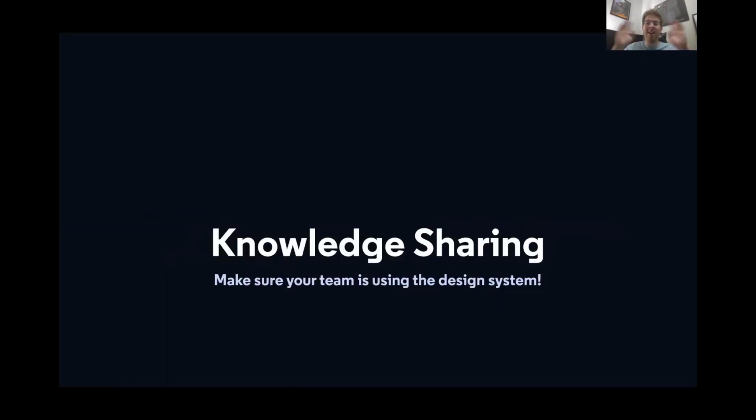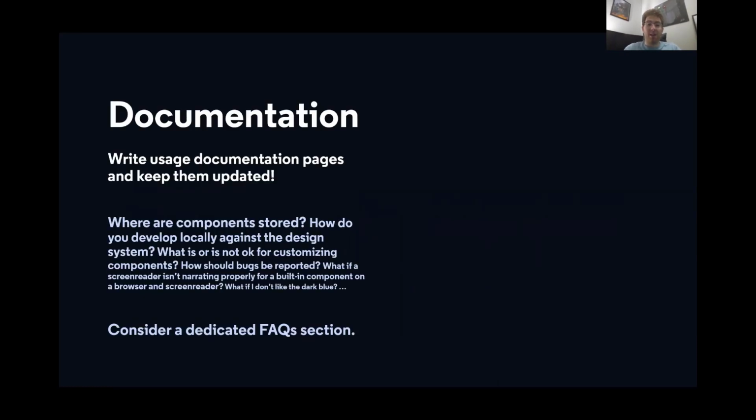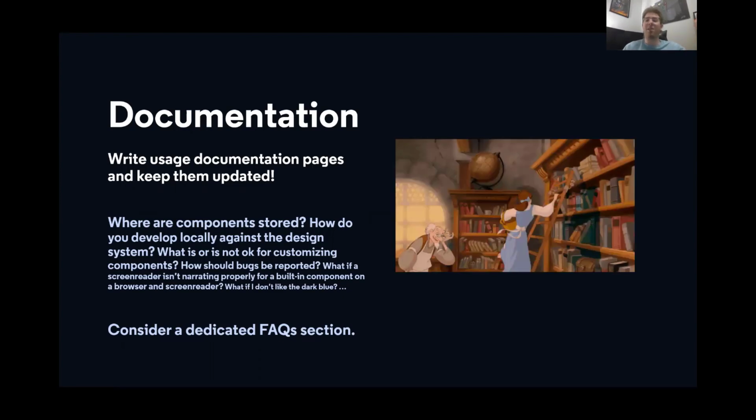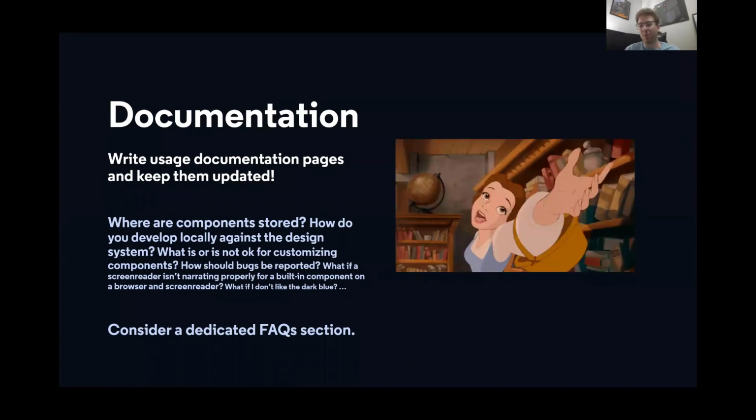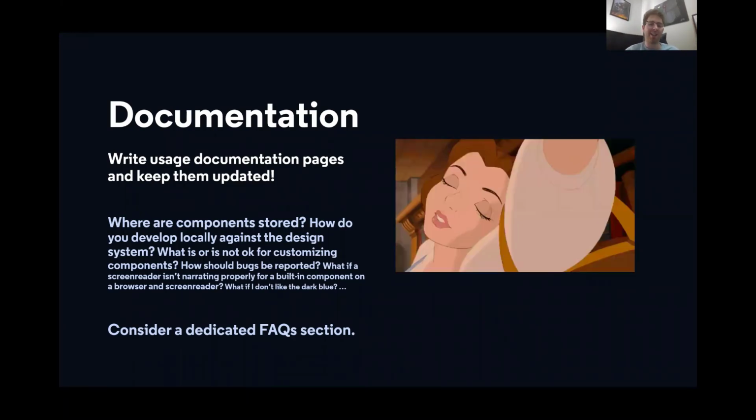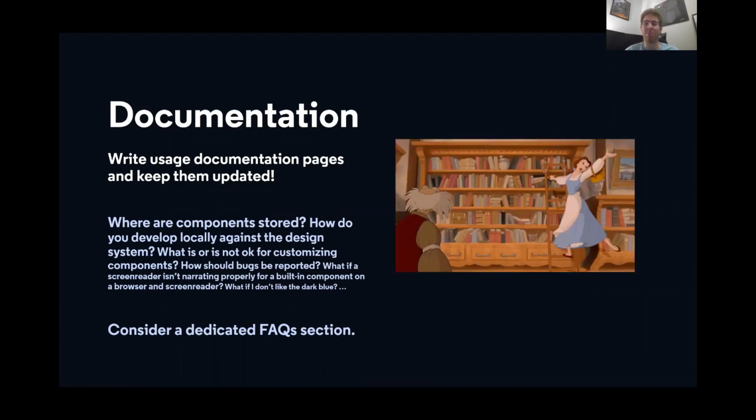Now that you have this design system slapped onto your collection of components and shared items, how do you make sure that people on your team are using the design system? First up, documentation. Very, very useful. Write usage docs, pages describing your system, and keep them updated. Random questions can form a library, so I highly recommend making an FAQ section. Where are the components? How do you use them? When can you customize them? How do you develop against them? What about bugs? What about this random accessibility edge case? Highly recommend make a set of docs and keep them updated. They'll save you a lot of time answering questions and make people more likely to find the answers.